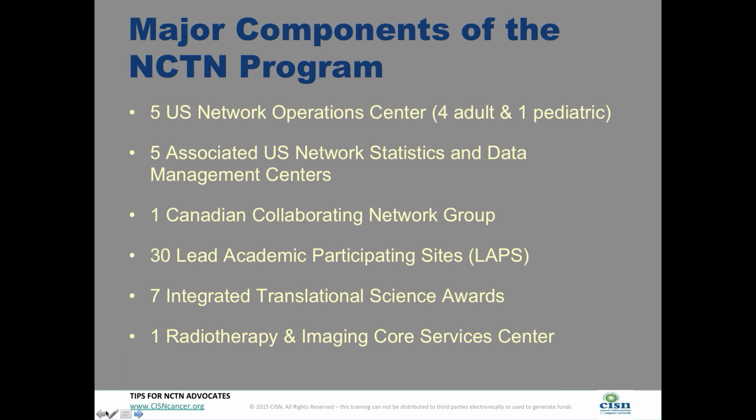So the major components of the new NCTN system have just come to fruition in the last couple of years, or the last year, and there are 5 U.S. networks now for adult and 1 pediatric, 5 associated statistics and data management centers, 1 Canadian network group, 30 lead academic participating sites, 7 integrated translational science awards, and 1 radiotherapy and imaging core.